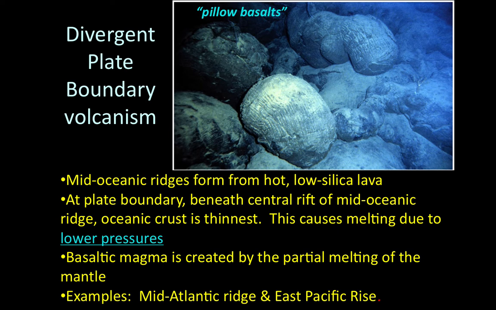You get a cool type of volcanic landform called a pillow basalt because the lava rises up at the divergent plate boundary along the ridge, and when it hits the water, it chills quite rapidly, and it forms these rounded landforms which are in the shape of pillows.